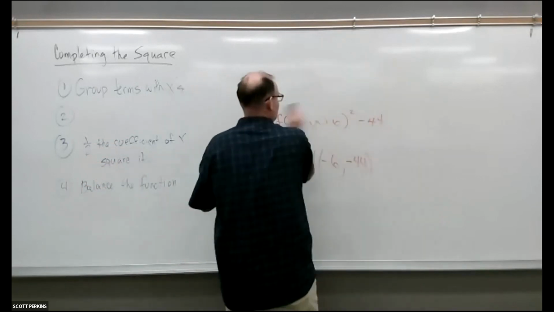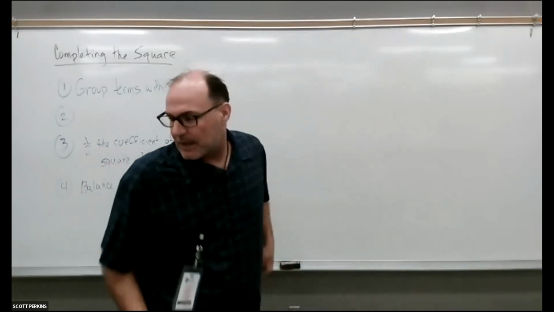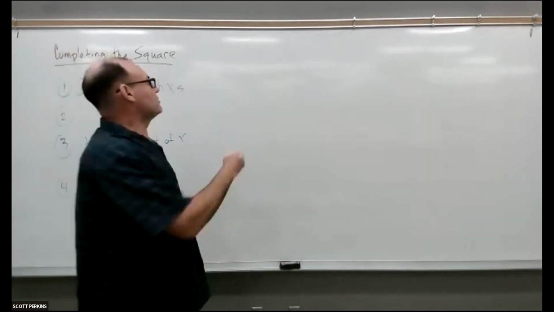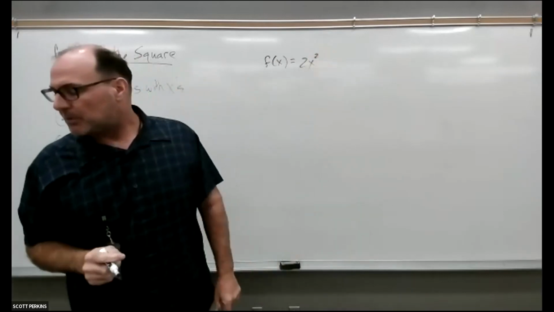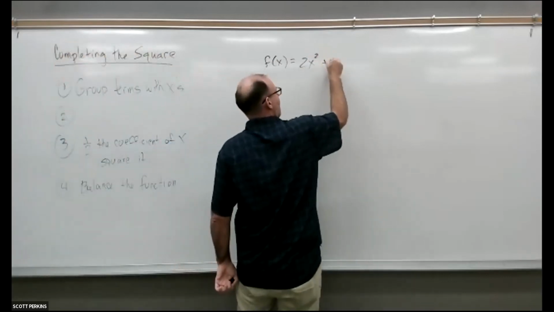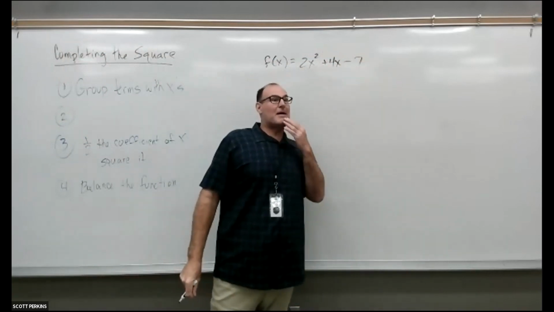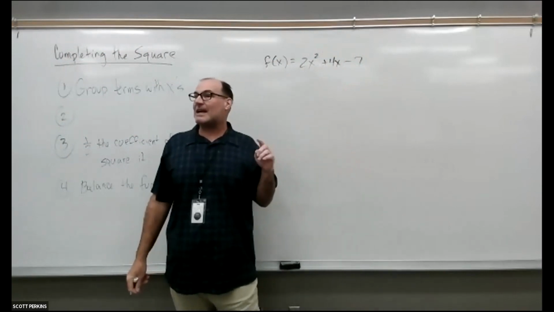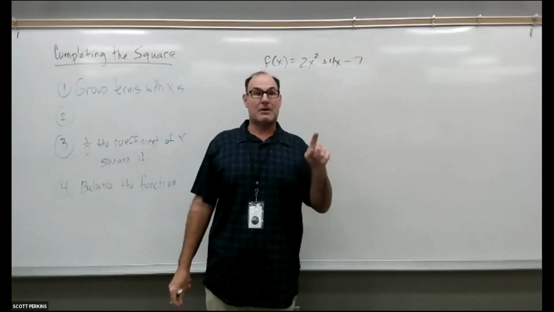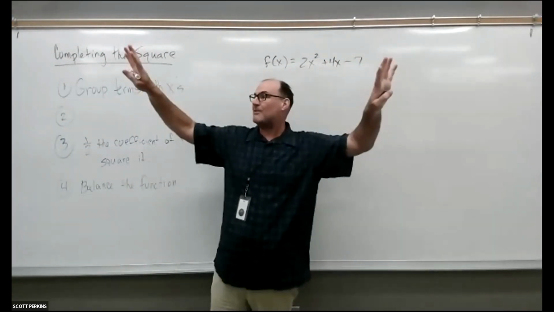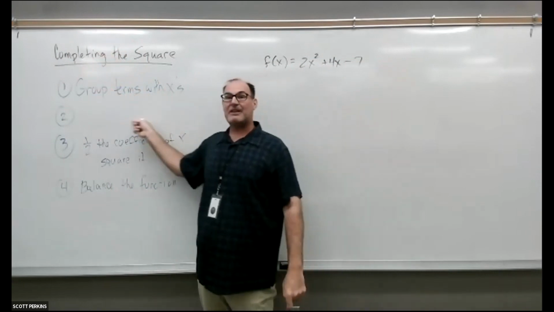So the next example, this is the top of page 2 of the sheet that I gave you. It looks like this. F of x is equal to 2x squared plus 4x minus 7. Just because I want to make sure we're all awake this morning, does everyone recognize that there's a number in front of the x squared that's not 1? You with me? You can see the difference between this problem and the 3 previous ones we've done, right? Okay, that's important.